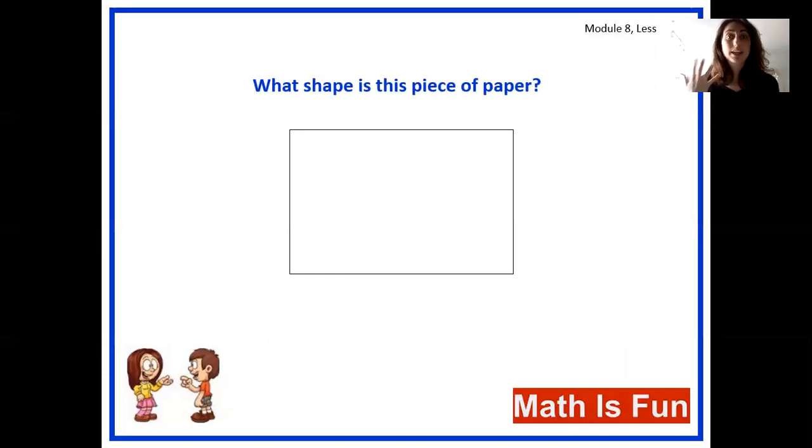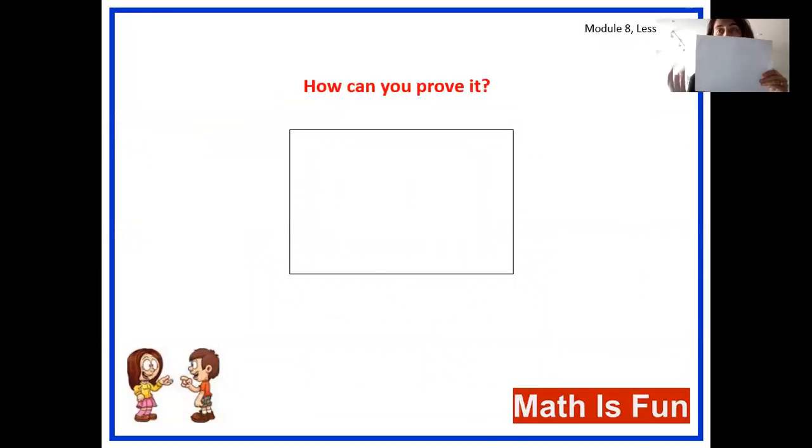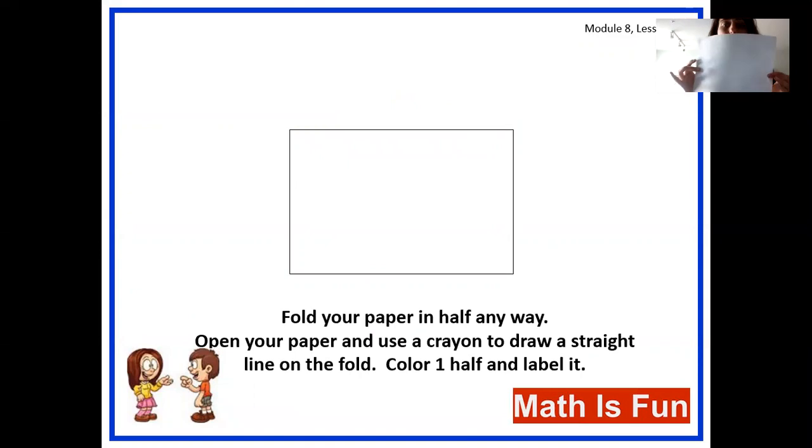So what shape is this piece of paper? If I had a piece of paper, any piece of paper, what shape is it? You could say it's a rectangle, right? You could say it's a quadrilateral, but how can you prove to me that this is a quadrilateral or a rectangle? Oh yes, it has 1, 2, 3, 4 sides, and it has 1, 2, 3, 4 angles. Exactly. So if we fold our paper in half in any way, I don't care which way, fold it in half any way. You could go this way, you could go that way. I want you to fold it in half anyway.